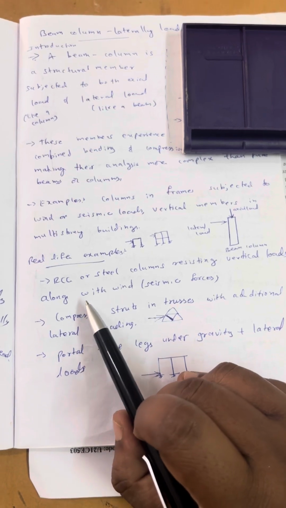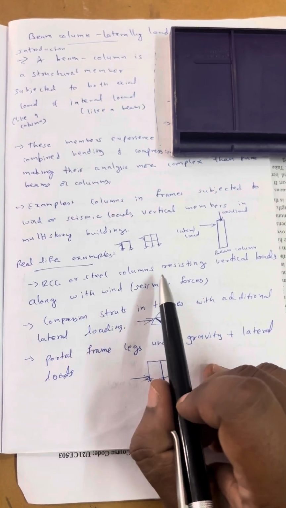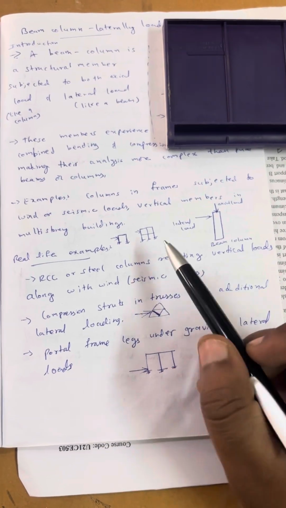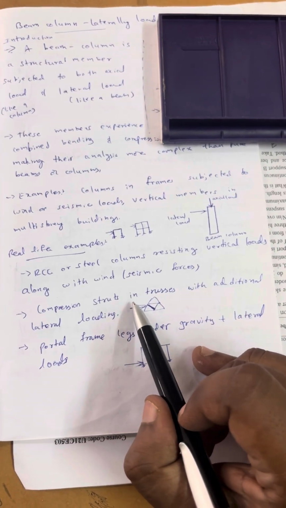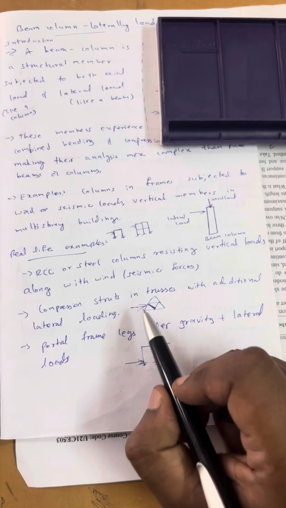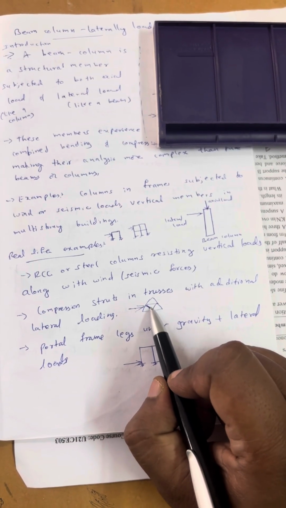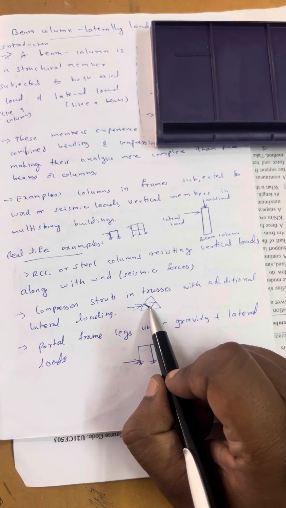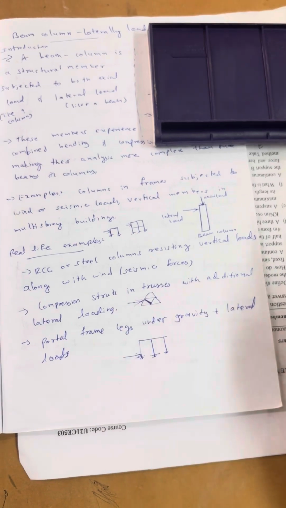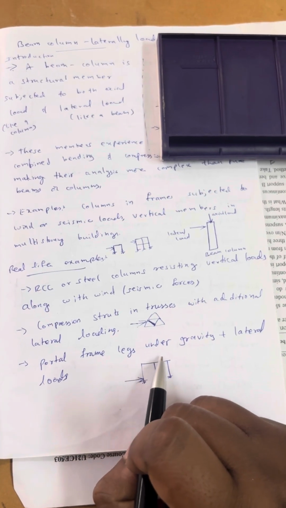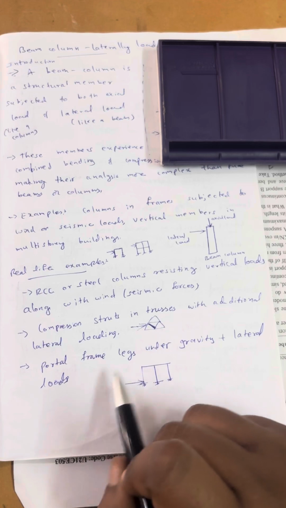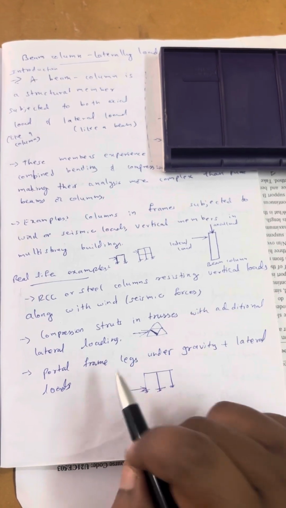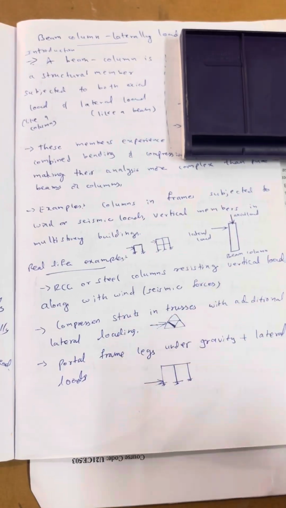Real life examples: reinforced cement concrete or steel columns resisting seismic or wind forces. Then compression struts in trusses with additional lateral loading. This is a truss, and with additional lateral loading, these struts are subjected to both vertical and horizontal forces. Then portal frame legs under gravity and lateral loads. So these are the beam columns.